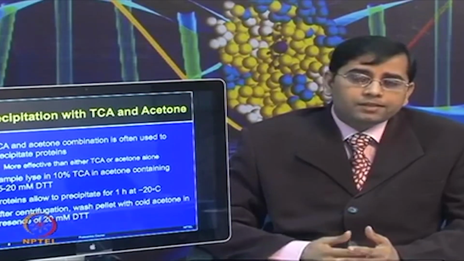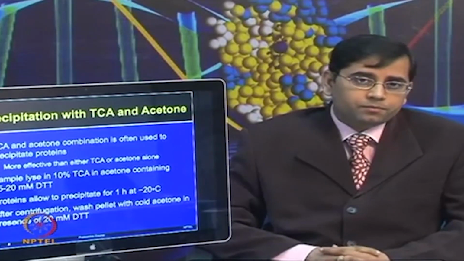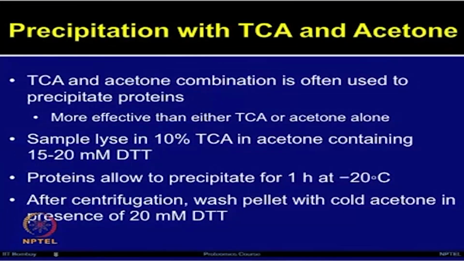Even in this step, acetone with 20 millimolar DTT will be effective. So, this is a very easy method to precipitate out the protein. First, add 10% TCA with acetone, and after centrifugation, wash the pellet to remove the TCA which could be present there, and then further wash 3 or 4 times with acetone containing DTT. After that, you need to dry out your pellet, so that any residual amount of acetone is not remaining in the pellet.